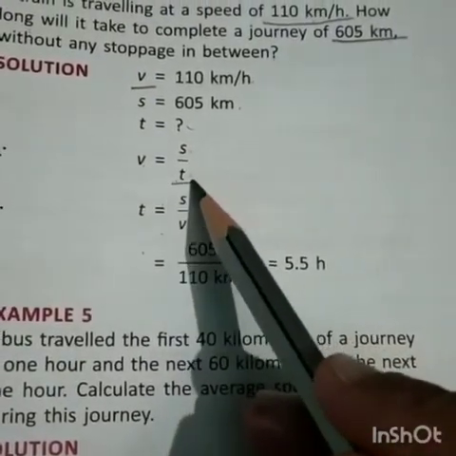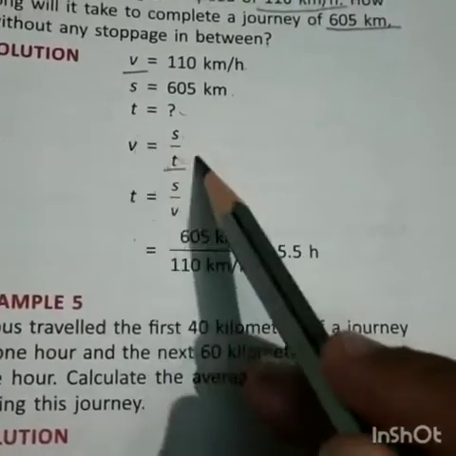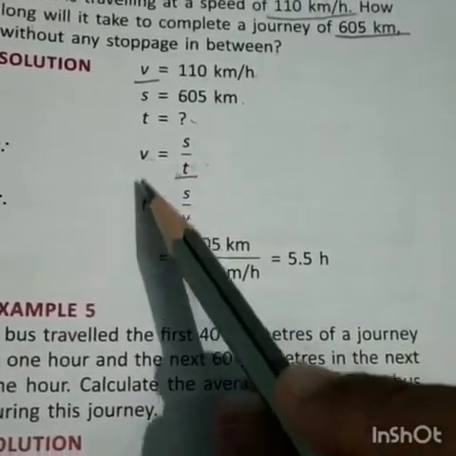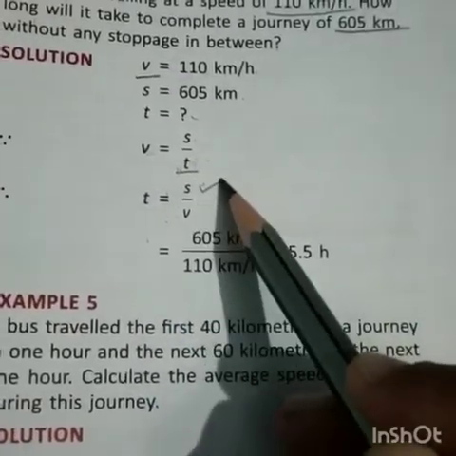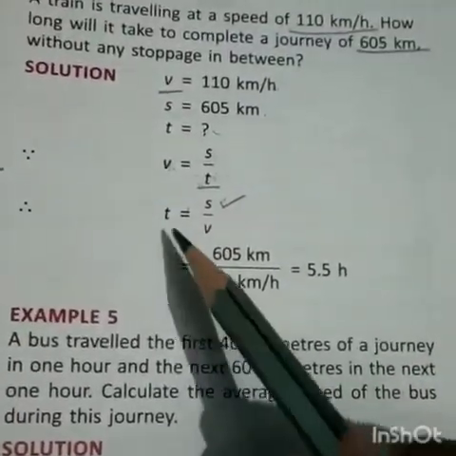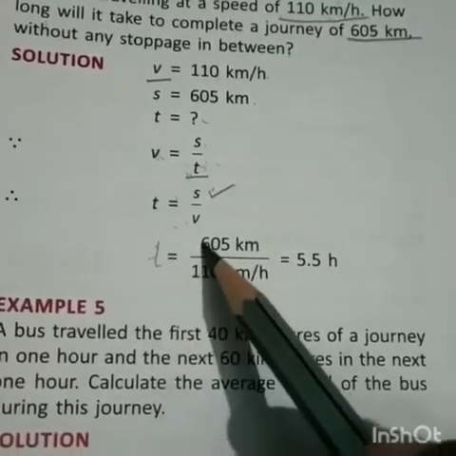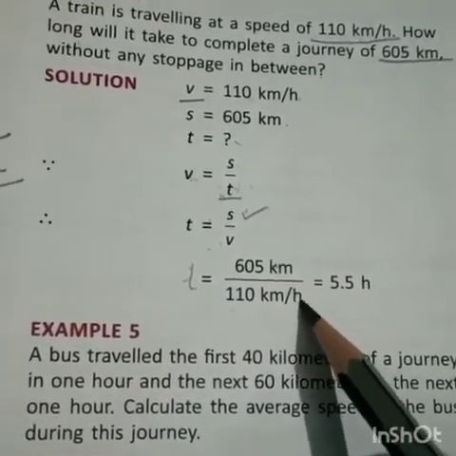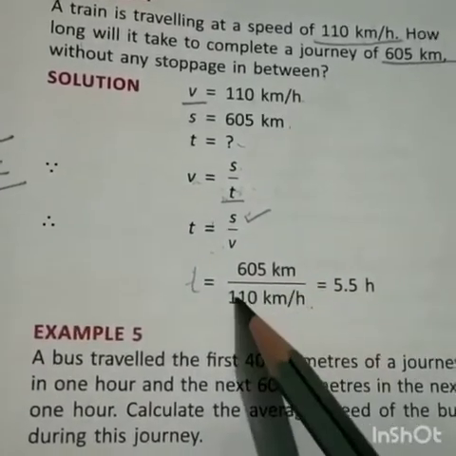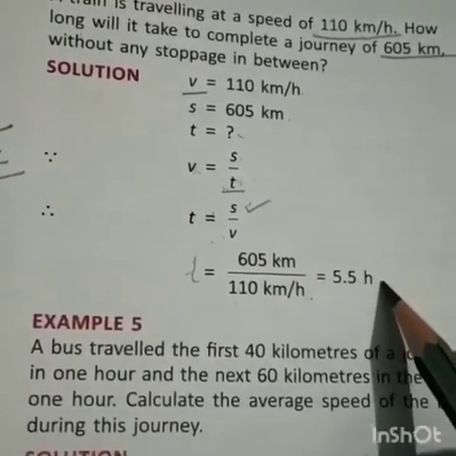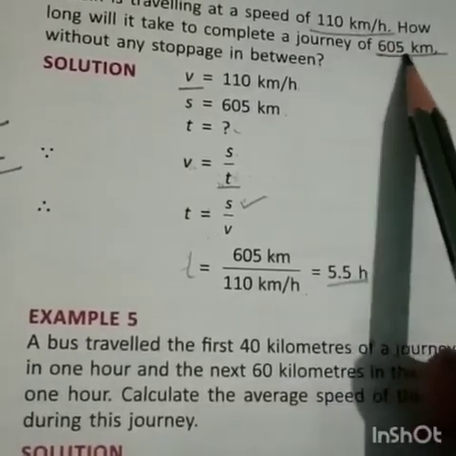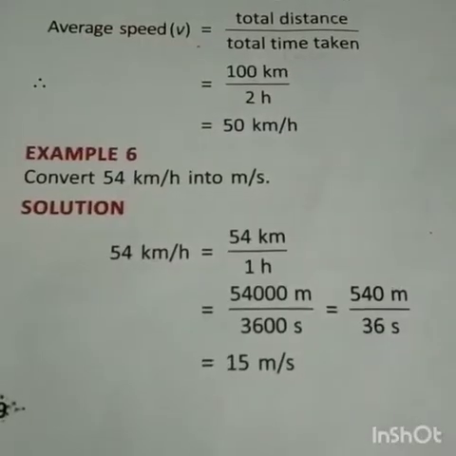Now we are asked the time, so we can shift the places of these as we do in cross multiply. So we can bring T here and V here. S will remain unchanged. Now substitute the values, so we'll get T is equal to 605 km upon 110 km per hour. So we'll get the answer after solving this, 5.5 hours. So in 5.5 hours, it can complete a journey of 605 kilometers.